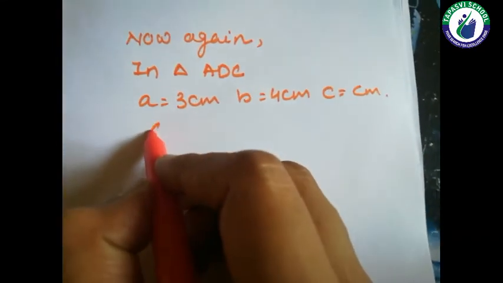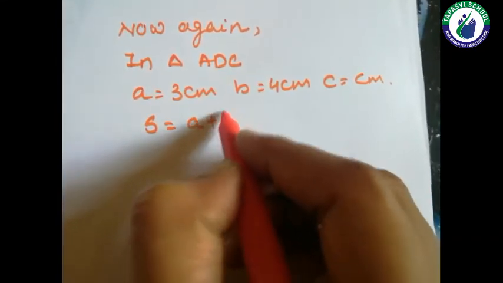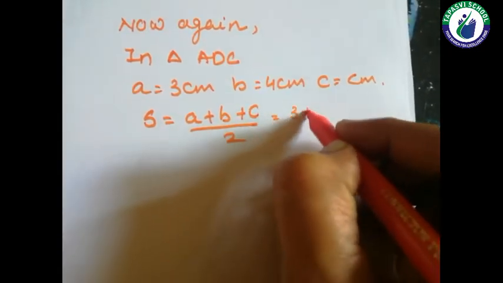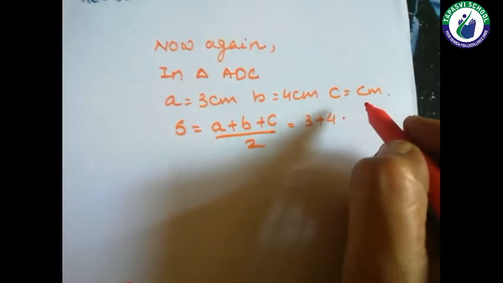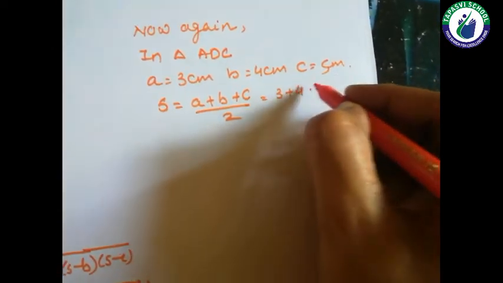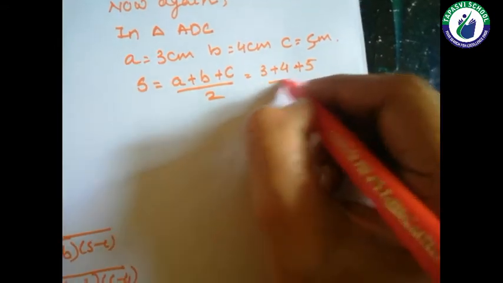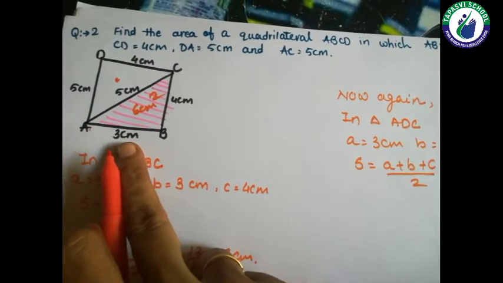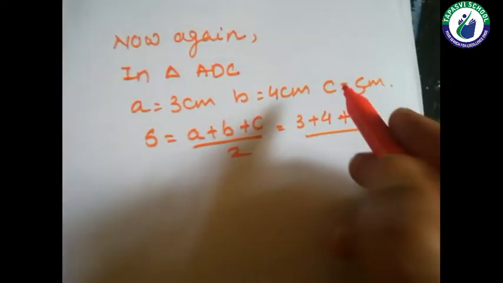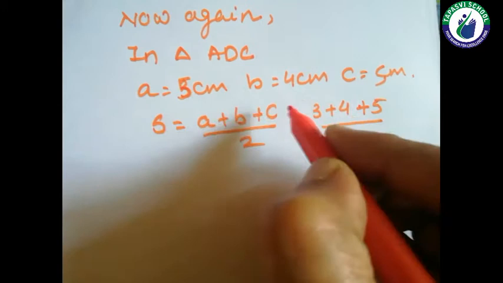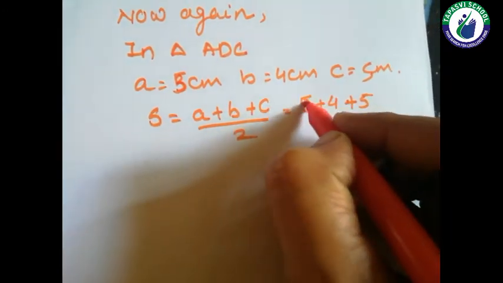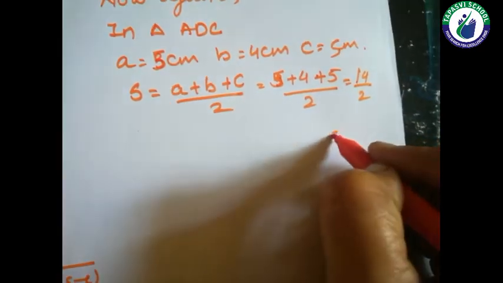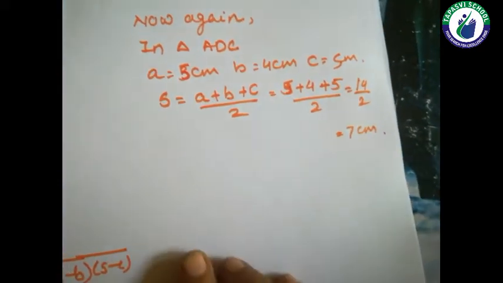So first of all, we will find the semi-perimeter for this also. Three plus 4 plus 5. This is 5 plus 5 plus 4. So this is 5, 4, 5. So 5, 4, 5, this is 14. 14 upon 2, that is 7 centimeter.